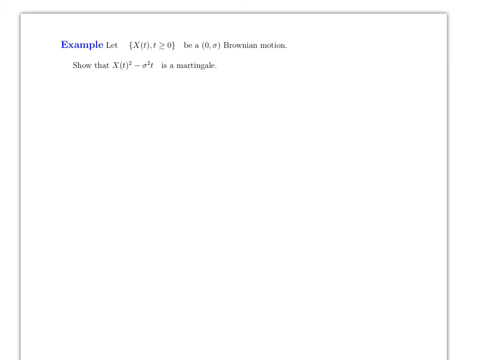So this is what we have. Let xt be a Brownian motion. Notice that this is not the standard Brownian motion anymore. This actually should be sigma square. You can write sigma also. You just have to be careful that if you really write sigma, this is the standard deviation, and if you write it like this, this is the variance. You have to be careful that you know which one is which. And we want to show that this is a martingale.